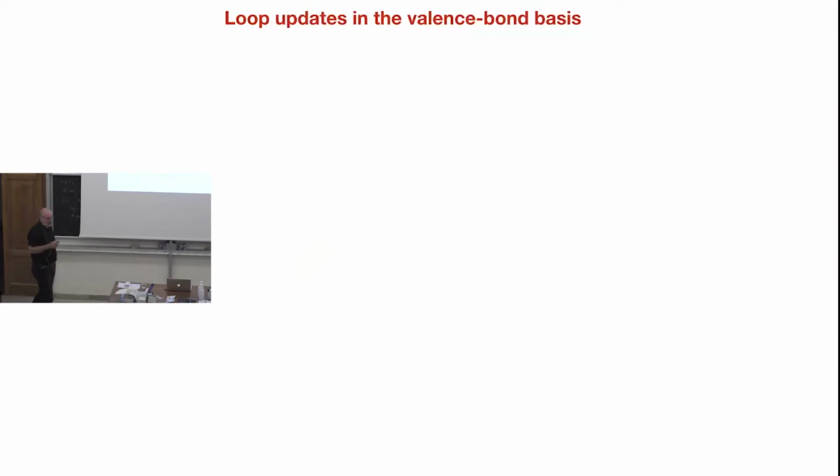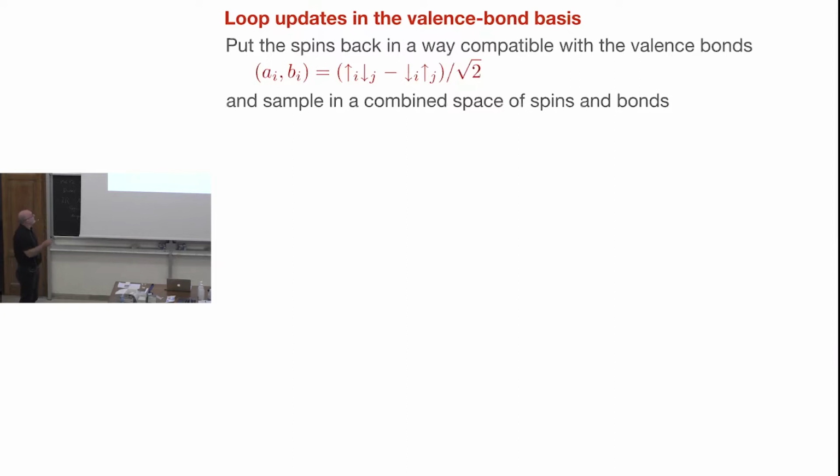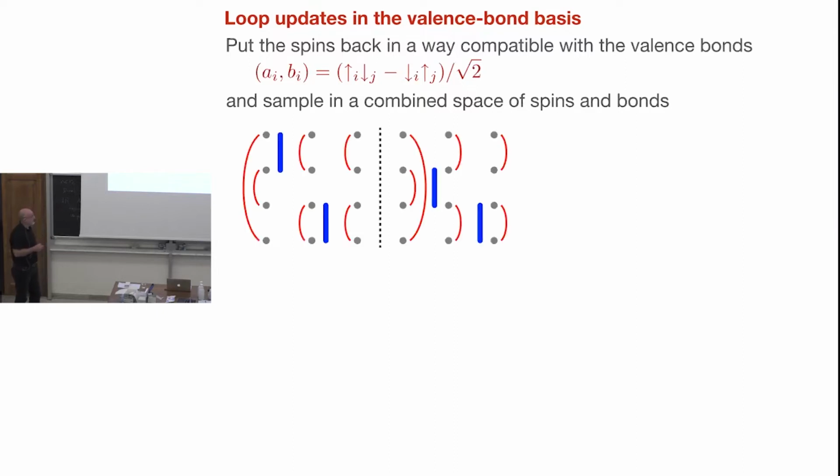Now we can use the kind of loop updating procedure that I told you about last time. We can also use that here if we put the spins back into the singlet. Again, this is a singlet, so you can imagine that you sample the singlet, you pick that one or that one. And then you have some initial state that you project the ground state out of.